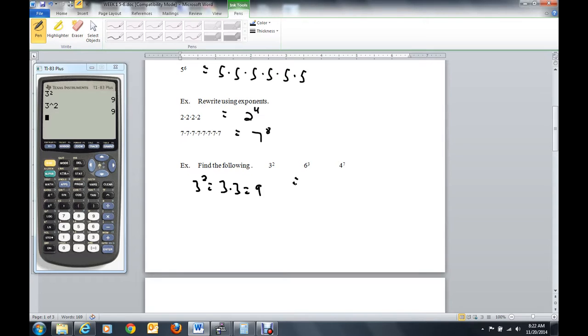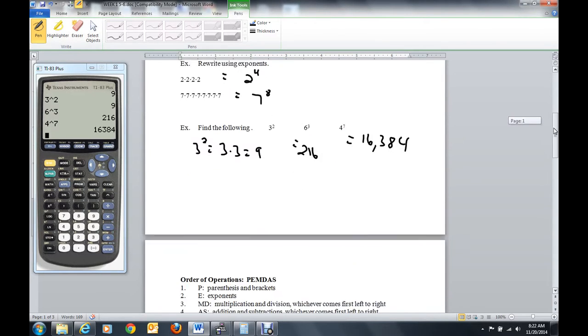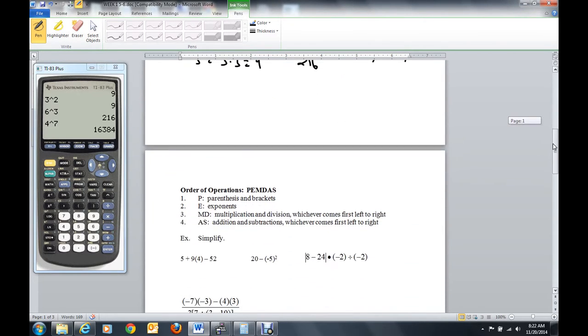So let's just go ahead and find 6 to the 3rd. I'm just going to type it in like this. Whenever in doubt, use the caret key. And 4 to the 7th. This should be a pretty big number. And so that's how you find exponents, especially with your calculator.